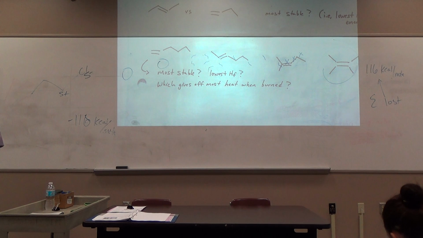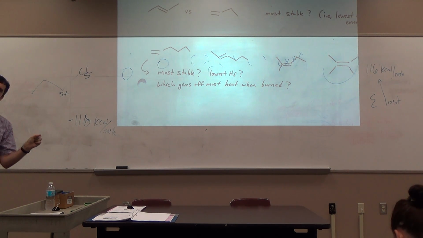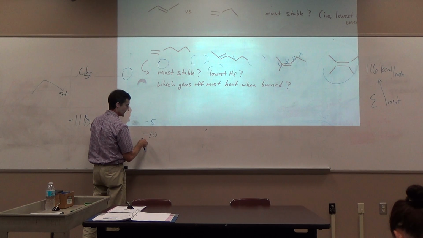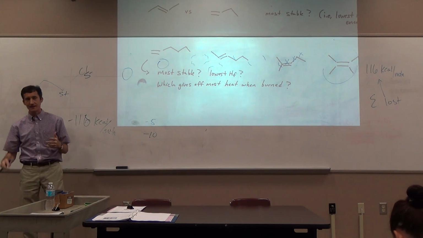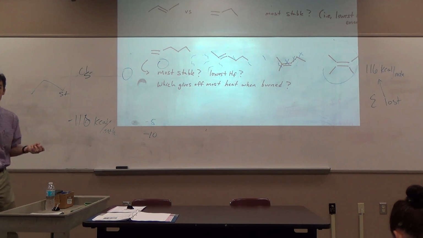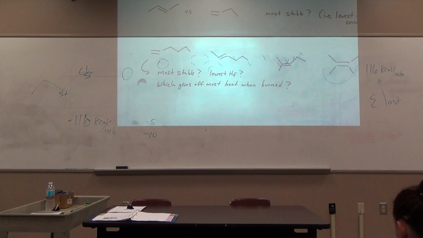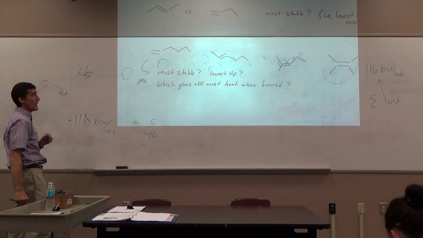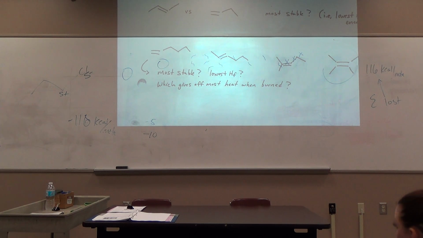Now see, lowest can be misleading, because if we're negative, lowest is actually a greater whole number. Which is lower, negative 10 or negative 5? Negative 10 is lower than negative 5. So you've got to be careful. Usually heats of formation are exothermic. All these are going to be exothermic. Is lowest heat of formation asking for the most stable or least stable? Least stable.